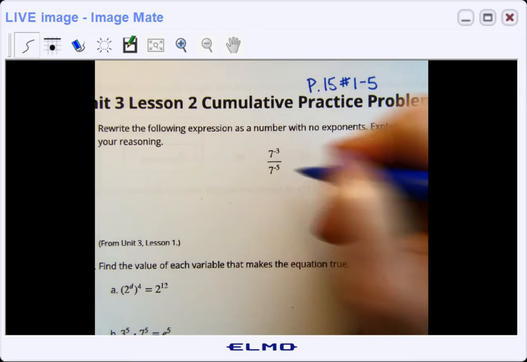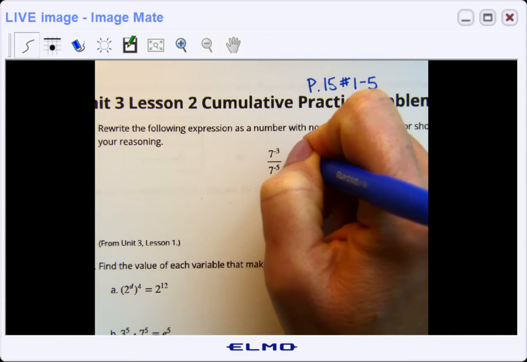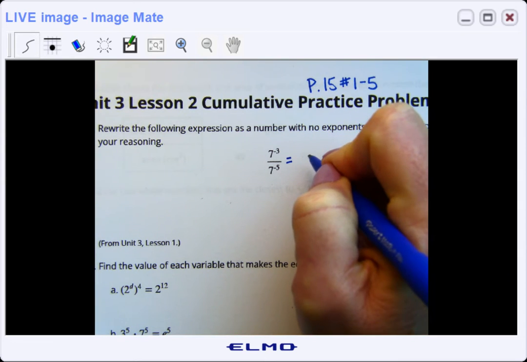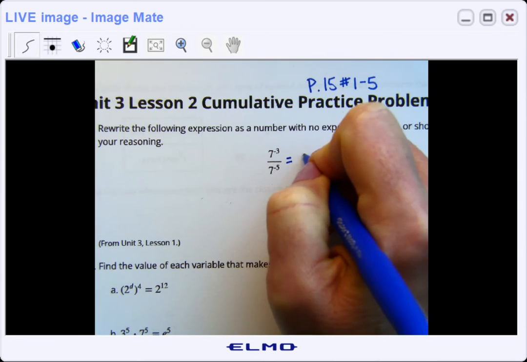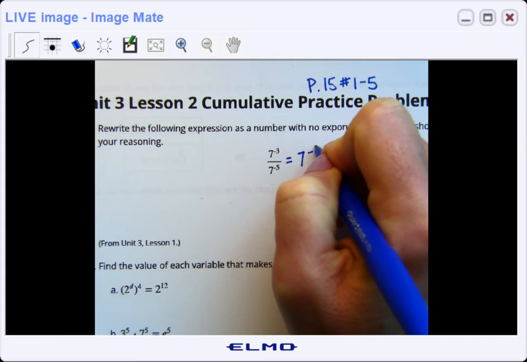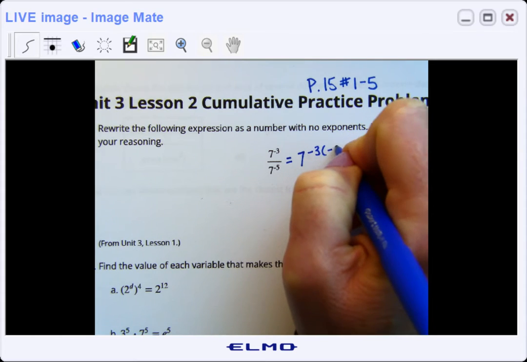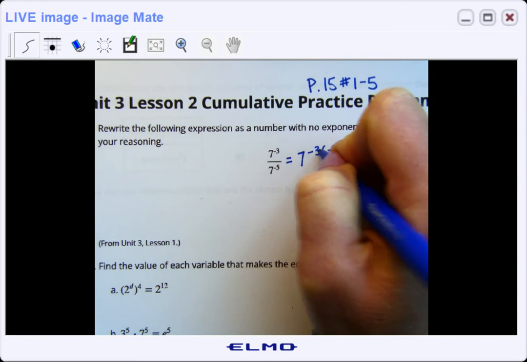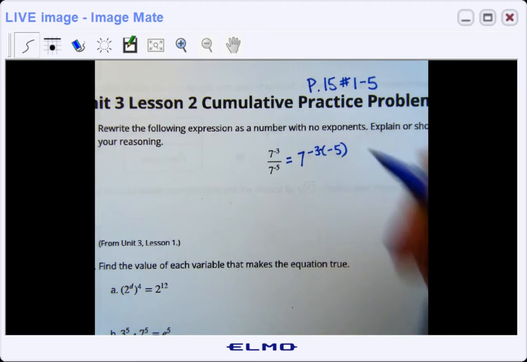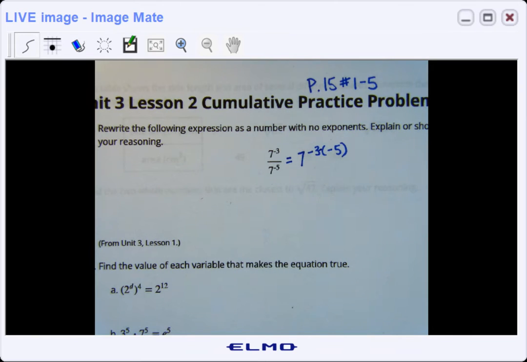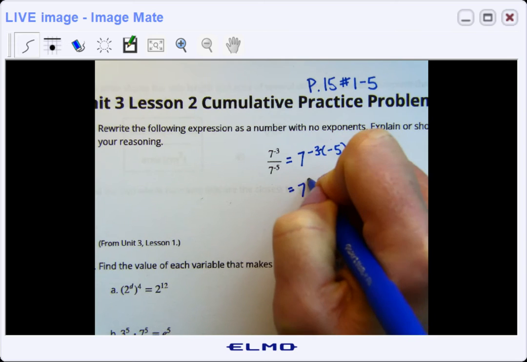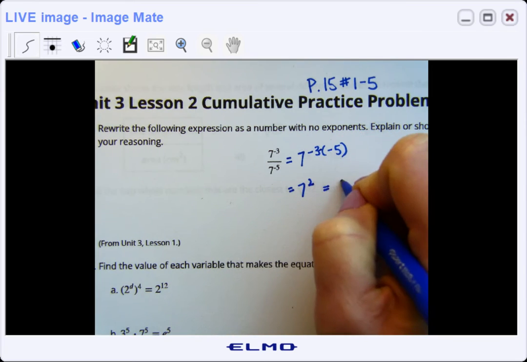And so because we're dividing, we are going to subtract the exponents. Remember, when you divide powers with the same base, the base stays the same, and you subtract the exponents. So negative 3, oops, I didn't put a minus sign in between. Negative 3 minus negative 5 is equal to positive 2. So this is equal to 7 to the second, which is 49.